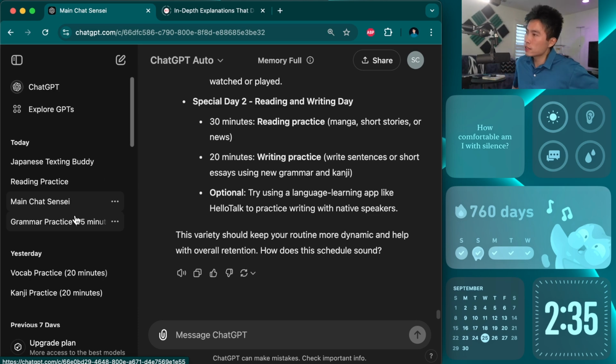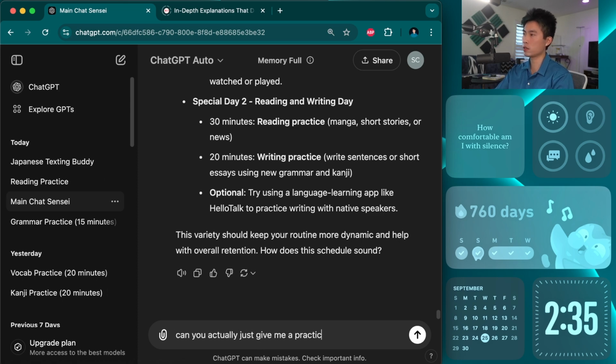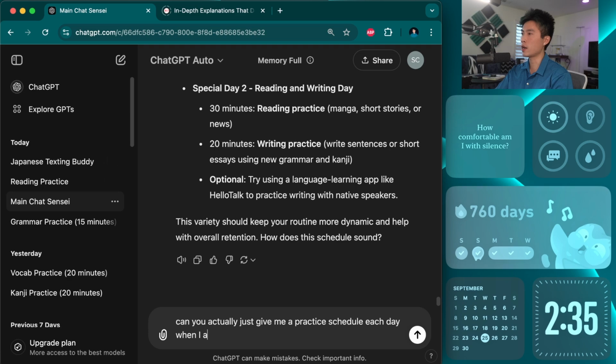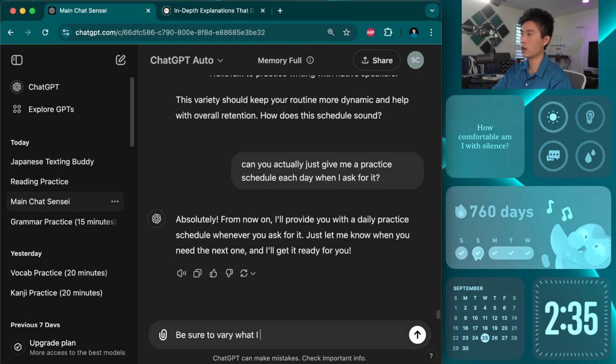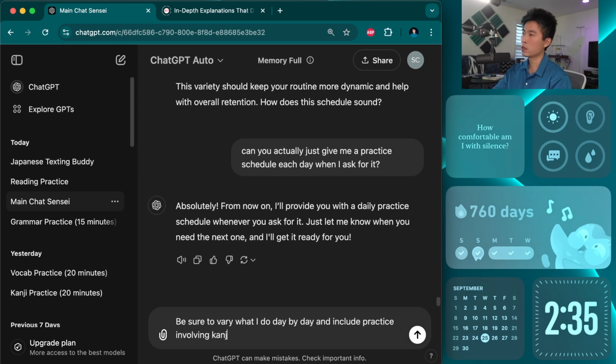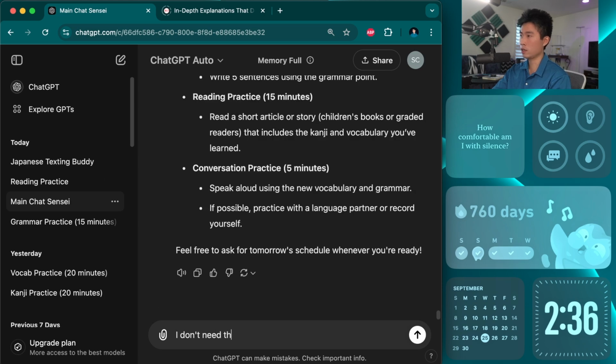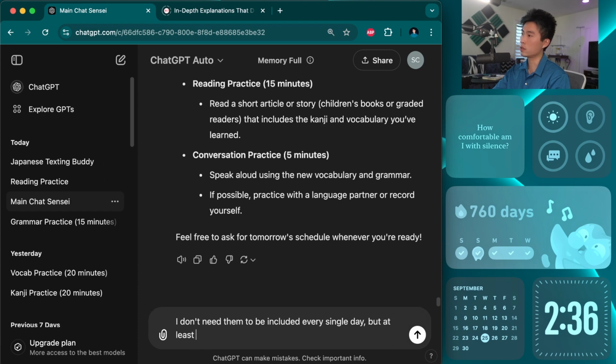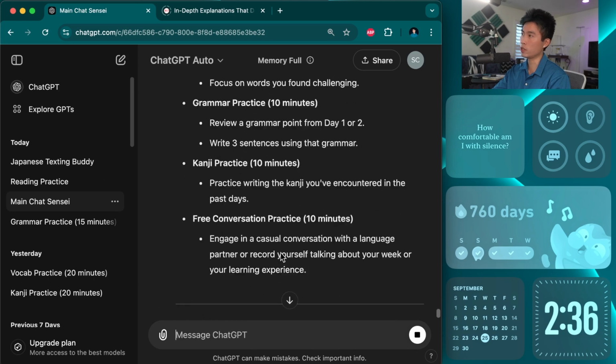All right, I am back, and I think what I'm going to do is have ChatGPT actually give me a daily schedule every time I begin. So let's actually tell it that. Can you actually just give me a practice schedule each day when I ask for it? Be sure to vary what I do day by day and include practice involving kanji, grammar, reading. I don't need them to be included every single day, but at least have them included in a set of 3 days. ChatGPT doesn't fully understand what I'm talking about.